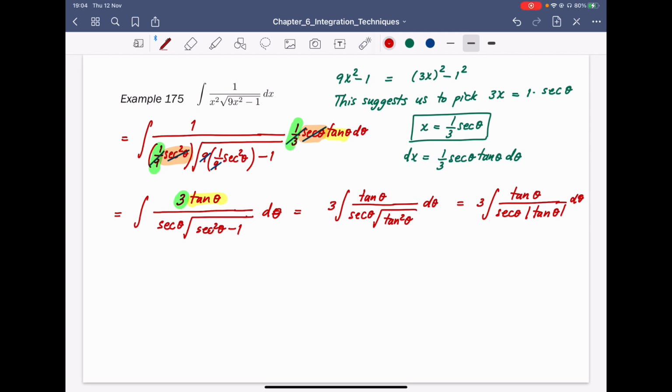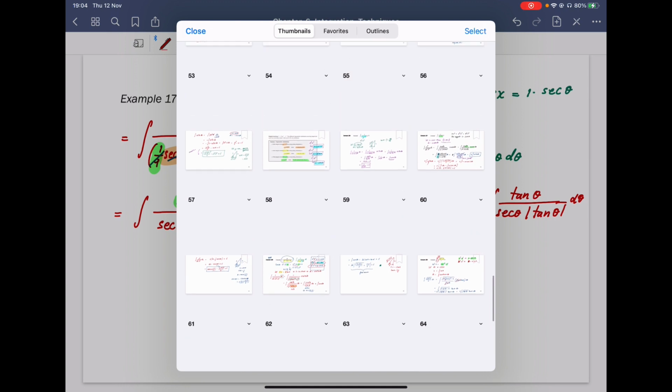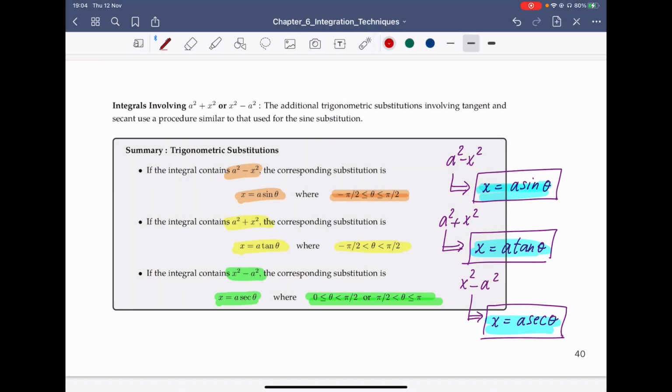We're almost there, but we just need to cancel out the tangent, right? Can we cancel out the tangent? We're going to go back to our theory and see what we picked for the domain when we do the secant. I'm going to go back to our lecture, and you can see that when we pick the domain for theta in the substitution, theta is going to be between 0 and pi over 2, or between pi over 2 and pi. That means theta is in quadrant number 1 or quadrant number 2.